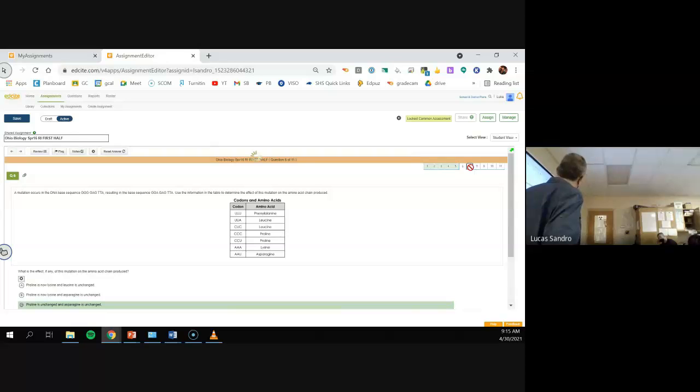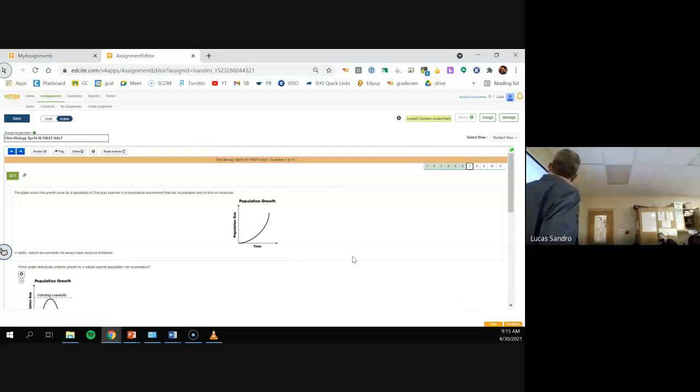Number 7. Growth curve for a population of Ohio gray squirrels, no predators and no limit on resources. That's called what kind of growth? Exponential. In reality, natural environments will always have resource limitations. Which graph realistically predicts growth for a natural squirrel population with no predators? I don't know why they saw fit to say no predators, because that kind of makes you think it's going to keep being exponential. But the point is, there's always resource limitations.